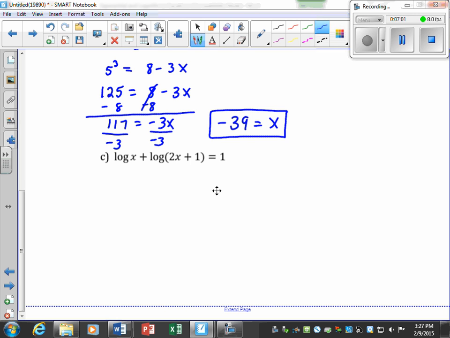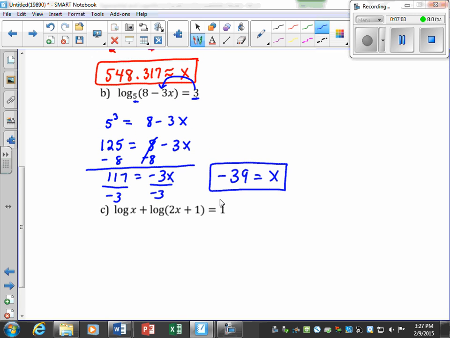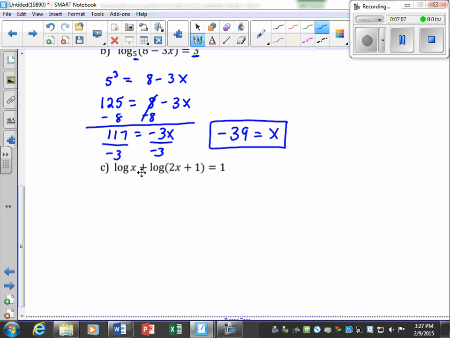I can't take this to exponential form until I have one log is equal to this. So I'm going to use my properties and condense these. Because there's addition, I can rewrite using multiplication. So this actually gets to be rewritten. Log, there's a known base 10, if it's not shown, there's a known base 10 of x times 2x plus 1 is equal to 1.